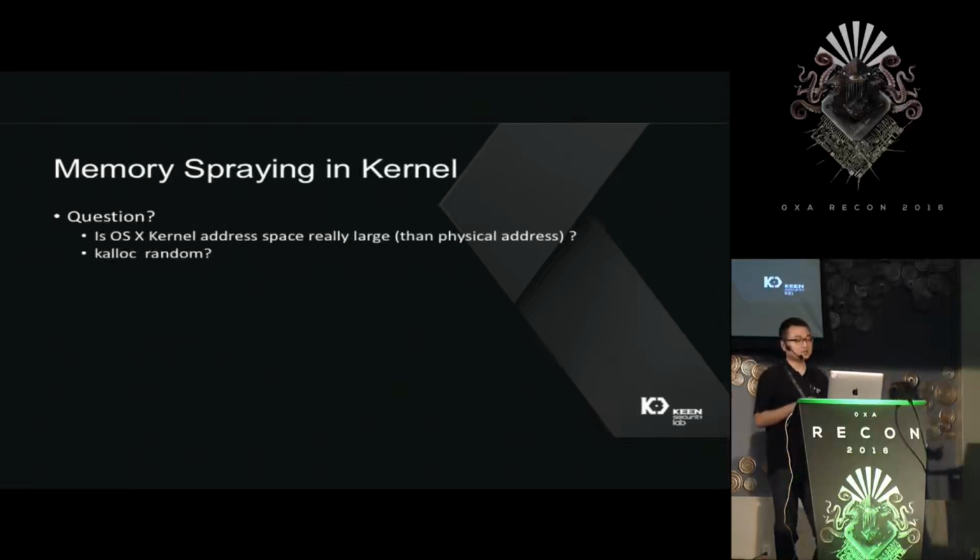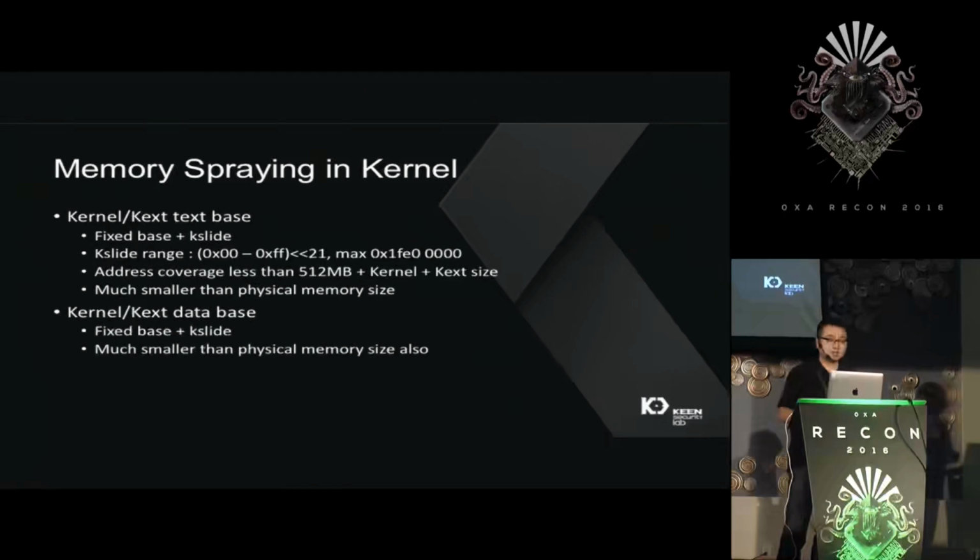But if you research it in more detail, you will find it is still possible, because it depends on two questions. First, is the OS X kernel address space really large? Although the space is large, what address does it actually choose, and is it really random or not? After we researched the addresses, we found that the kernel and KEXT text base is very dependent on the KASLR slide. Its load address is a very fixed base plus the slide, which is less than 512 MB.